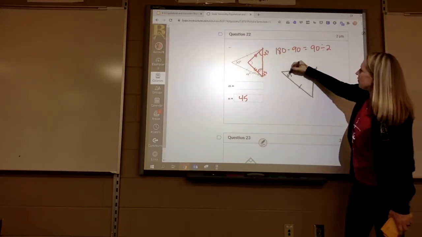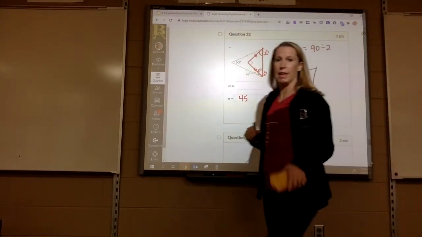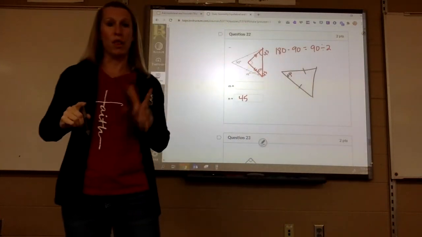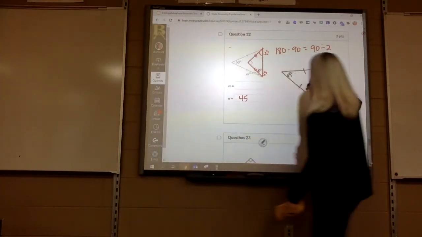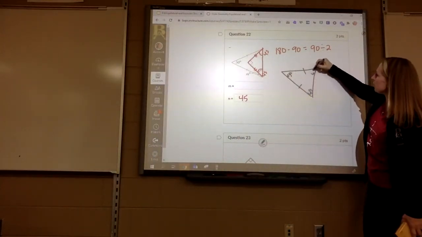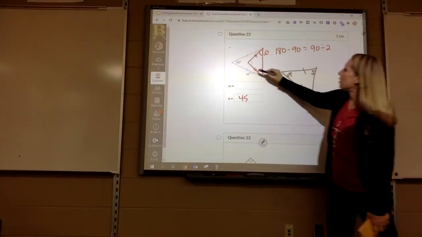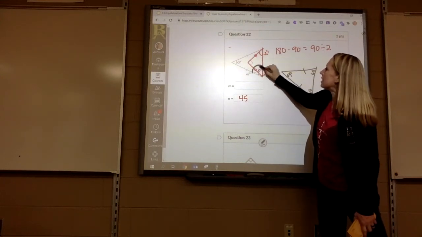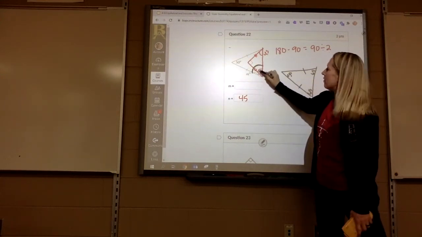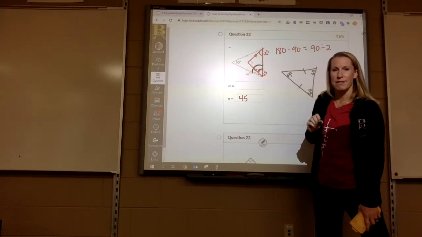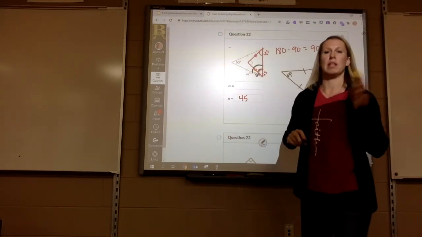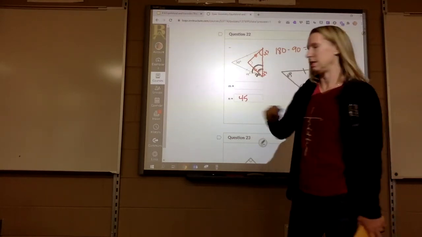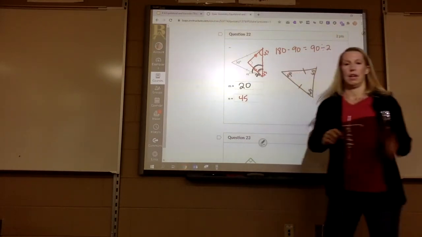Then if you look at the big triangle, I'm going to draw it to the side. You know this is 50. So if you do 180 minus 50, you get 130. 130 divided by 2 would be 65. So I know each of these angles are 65. So I know this entire part is 65. If this piece is 45, this piece would have to be 20 because 20 plus 45 would be a total of 65. I hope that helped.